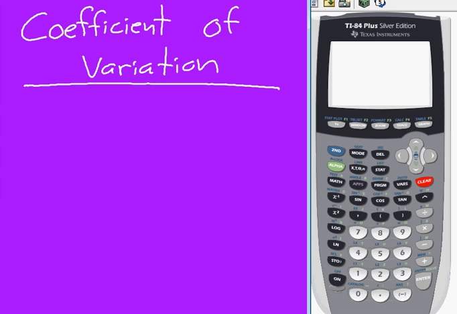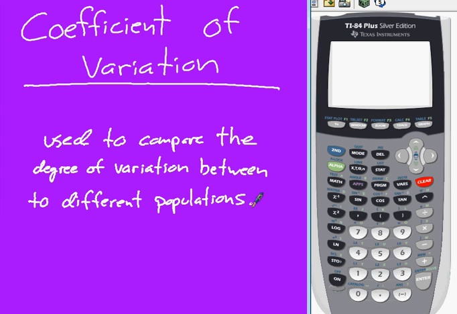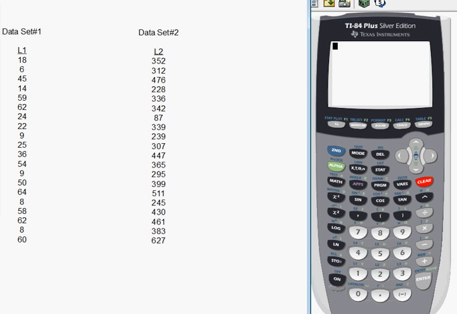Coefficient of variation. This is a very useful coefficient used to compare the degree of variation between two different populations. They can be really wildly different populations, and that's what we would need the coefficient of variation for. What we're going to do is do two examples.